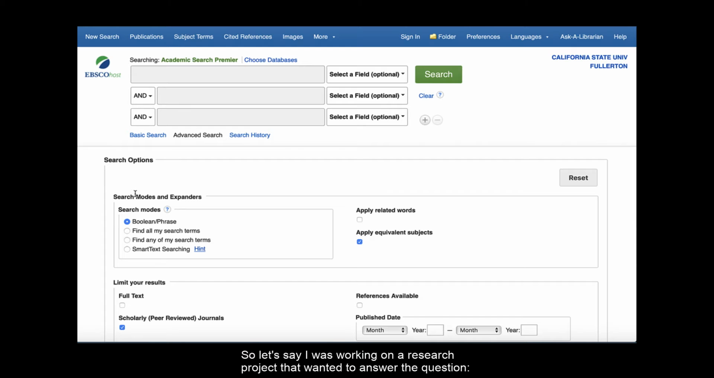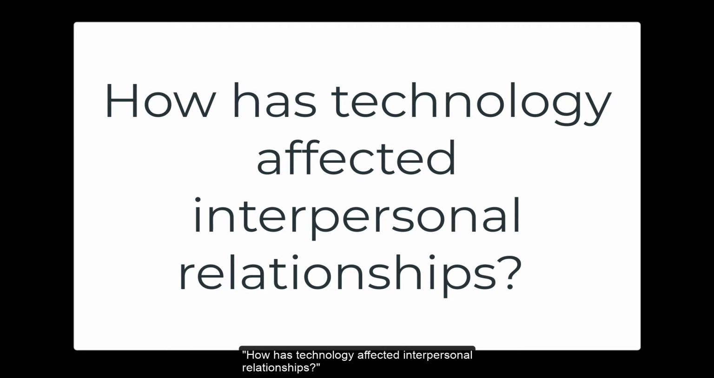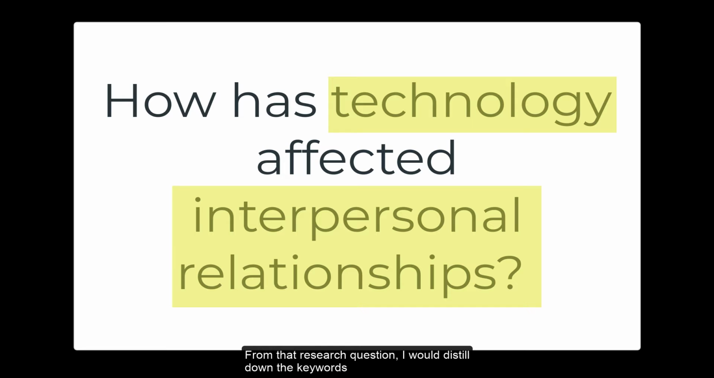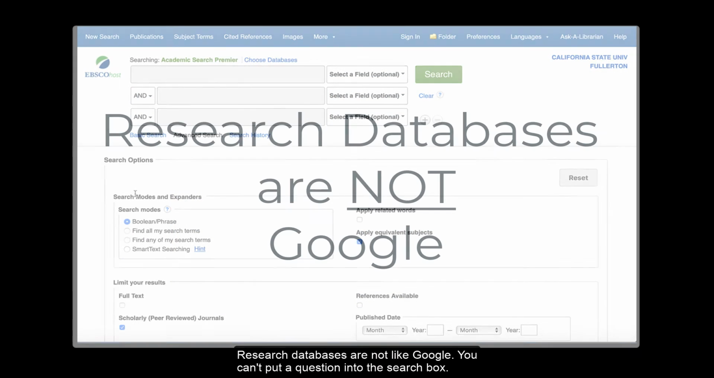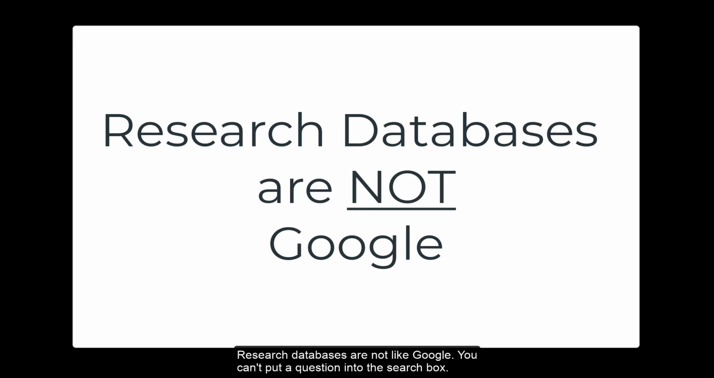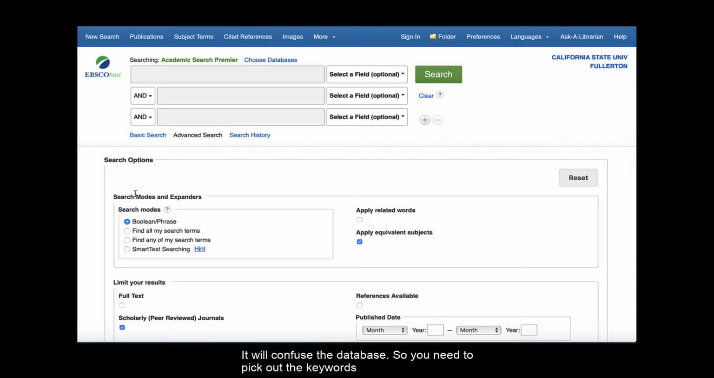So let's say I was working on a research project that wanted to answer the question, how has technology affected interpersonal relationships? From that research question, I would distill down the keywords or search terms that I wanted to put into the database. Research databases are not like Google. You can't put a question into the search box. It will confuse the database. So you need to pick out the keywords you can put in to tell the database what you're searching for.